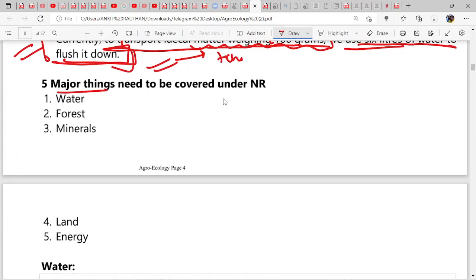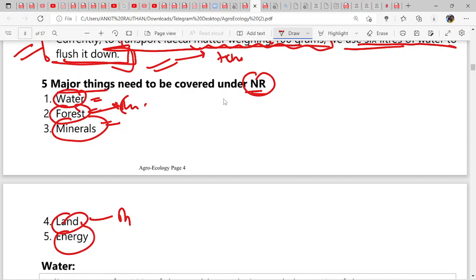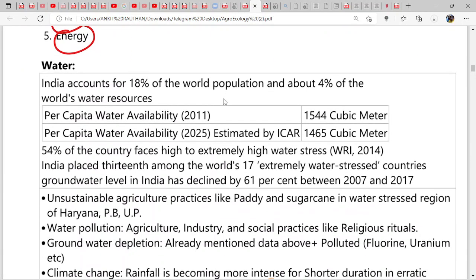So, five major things to be covered under natural resources are water, we have seen, forest, we have seen, minerals, land and energy. In forest we can include land, agriculture, plants, or anything which we get from forest, right? First of all, we will talk about water.